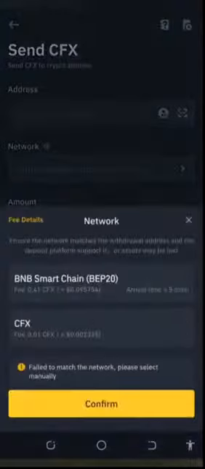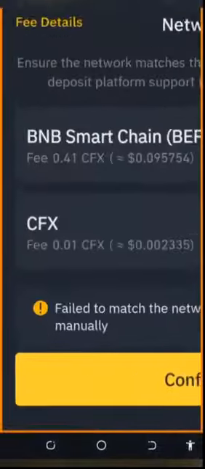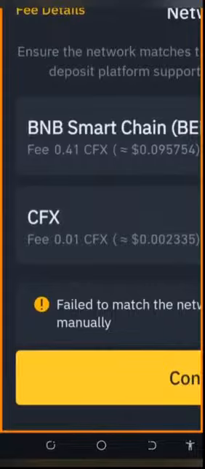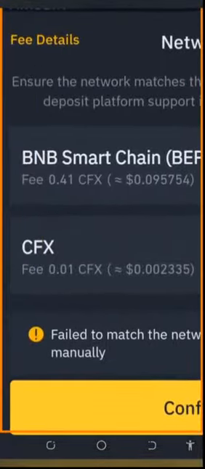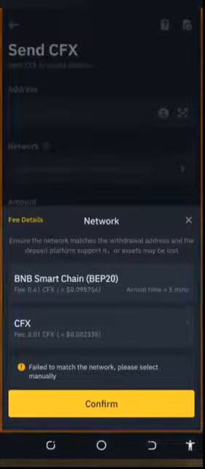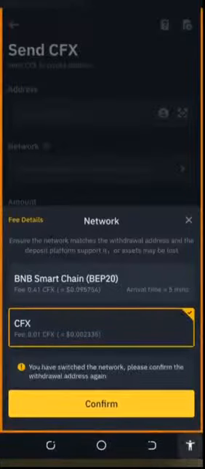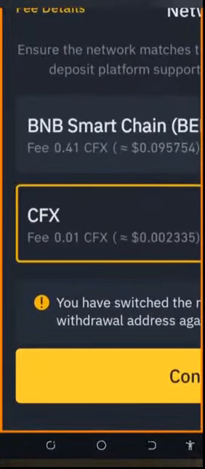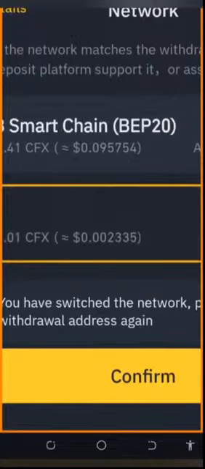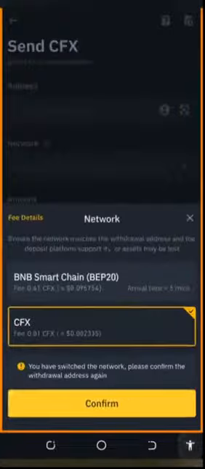Let's check it out. We have BEP20 and we have CFX. Does it say Conflux eSpace? I'm not seeing eSpace, but I'm seeing CFX. So let's click on CFX. How much is it? It's just about 0.002. That's less than 1 cent.